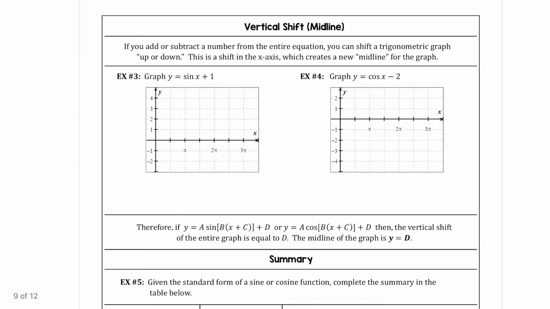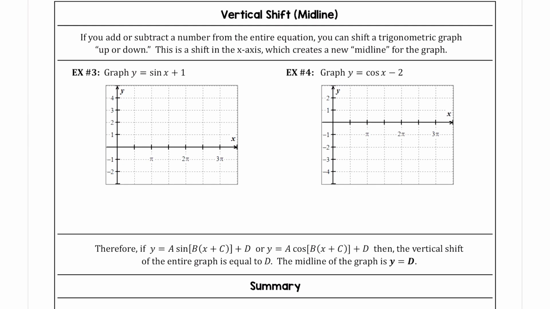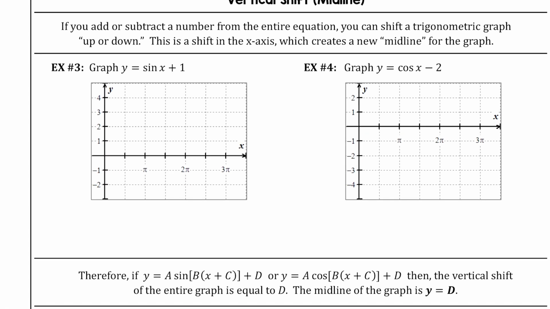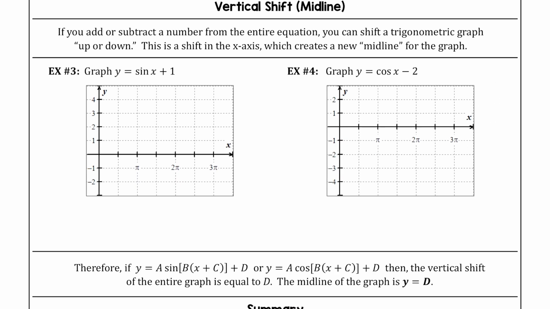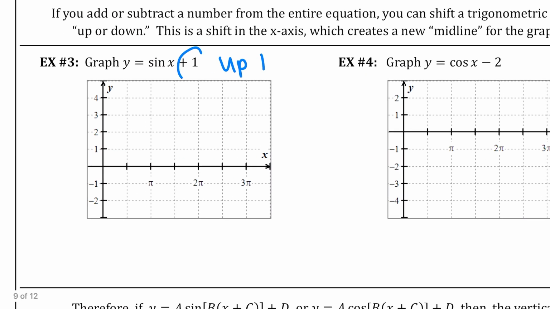All right, so I'll move on again. So now we're going to do that vertical shift. So if you add or subtract a number from the entire equation, so that's the thing all the way on the furthest right side, outside of parentheses, we can shift everything up or down. All right, this makes our midline not the x-axis, basically. So we're going to just do that to two basic sine and cosine functions. So for example 3, we have y equals sine x plus 1. So that plus 1 means up 1, right? So this is up 1.